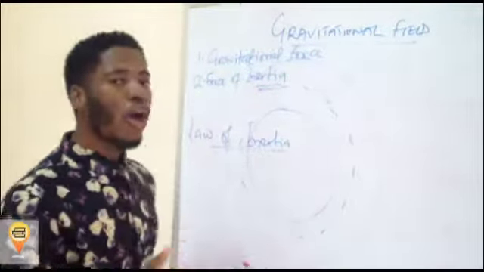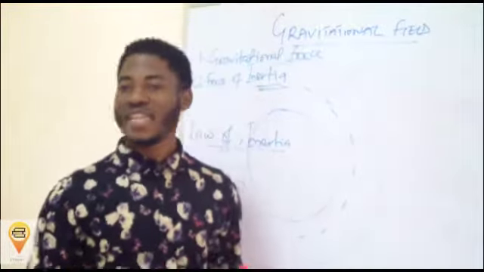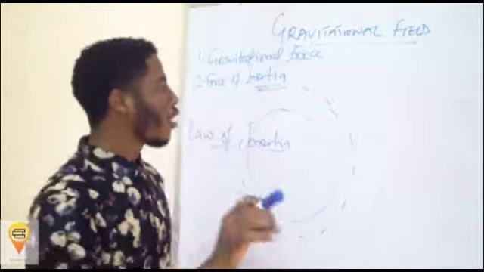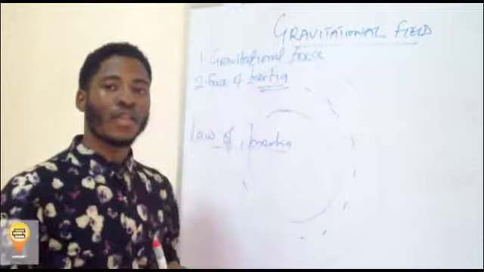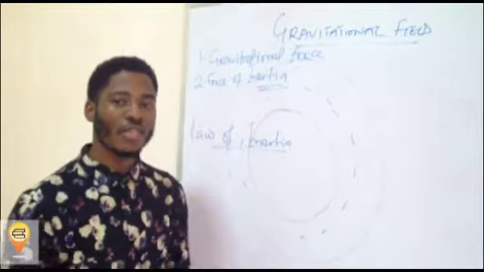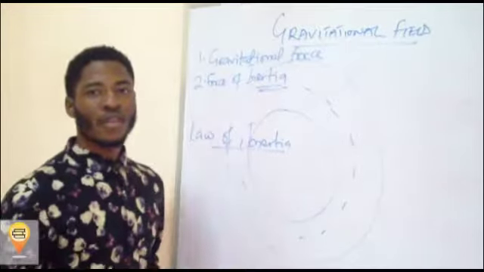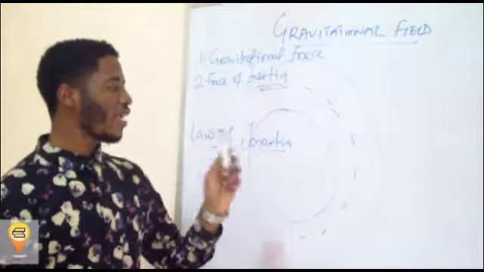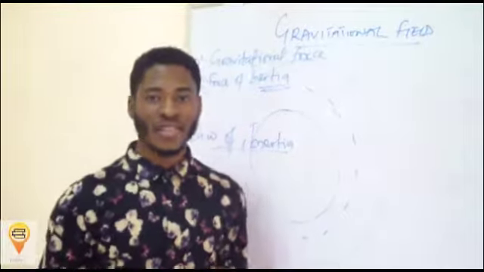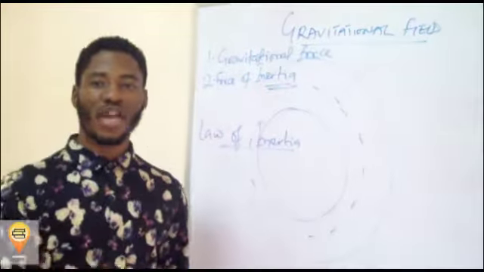Now, the planets keep moving in a straight line. But why they don't go out of their orbit is because there is a force keeping them in. The force keeping them in is the force of gravity. For every body, every object in the universe, be it the sun, the moon, the earth, human beings, living things, non-living things, you all have a force of gravity around you.